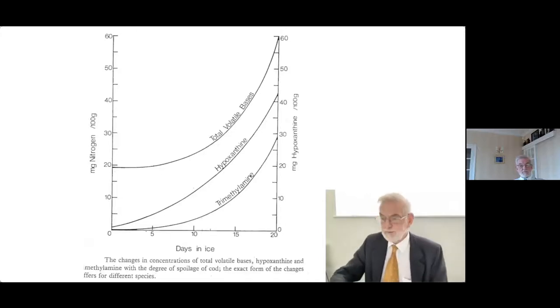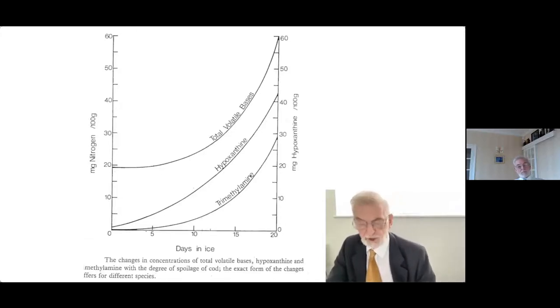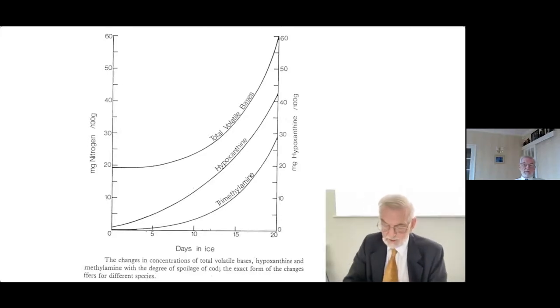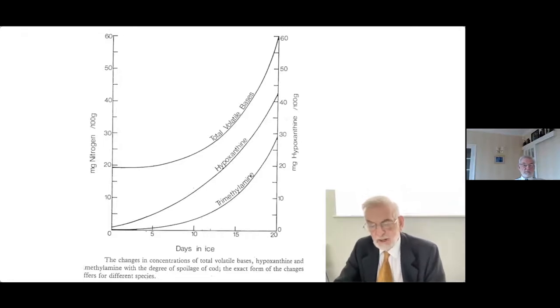So if we look at the next slide, this shows the changes in concentration of total volatile bases, hypoxanthine and trimethylamine. In all of these cases, you'll see that up until about 10 or 12 days, the increase in their value is relatively slow. After that, it accelerates, and the TVN, for example, rises rapidly from about 10 days, from a value of about 20, going up to about 60 milligrams of nitrogen per 100 grams after 20 days. This then is not useful as a predictor of storage life, but you can use it quite accurately to decide whether the fish is acceptable or not acceptable.